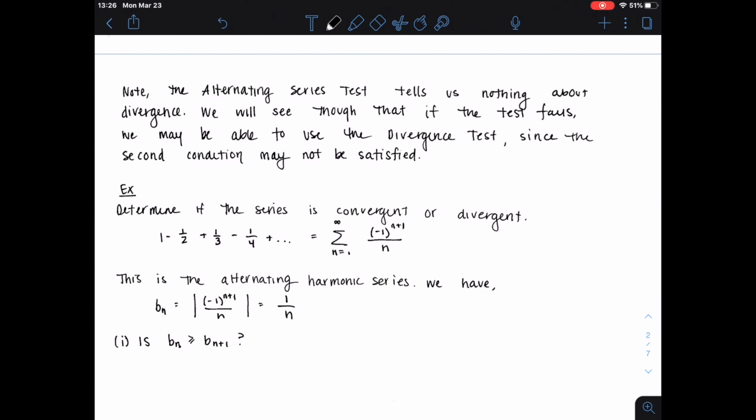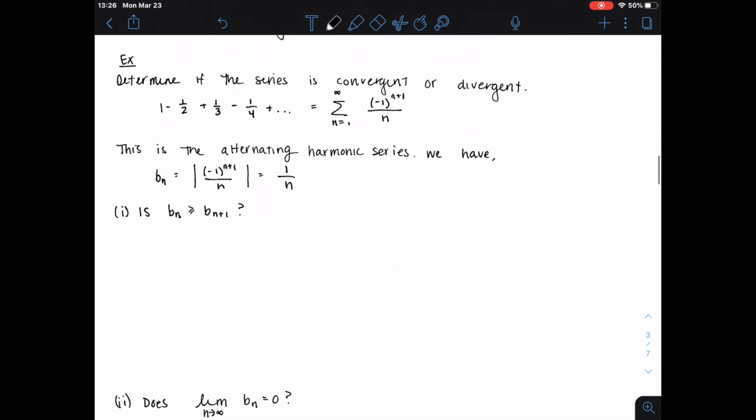So let's try some examples. We're going to determine if the series is convergent or divergent. And we're going to have 1 minus 1/2 plus 1/3 minus 1/4. So you see the denominator is just growing by 1. You can write this as (-1)^(n+1) over n, and we're summing that up. So this is called the alternating harmonic series because if this wasn't there, it's exactly the harmonic series.